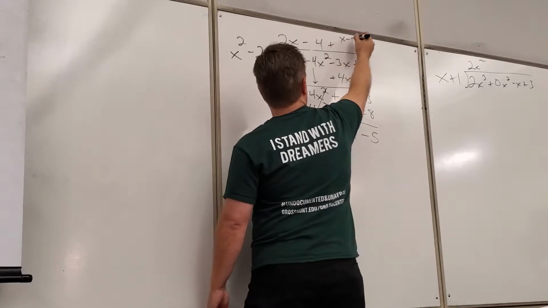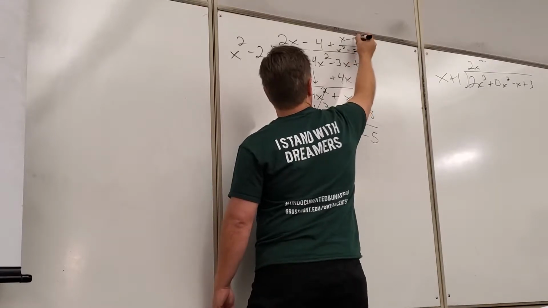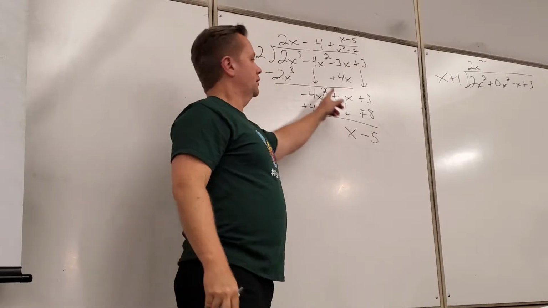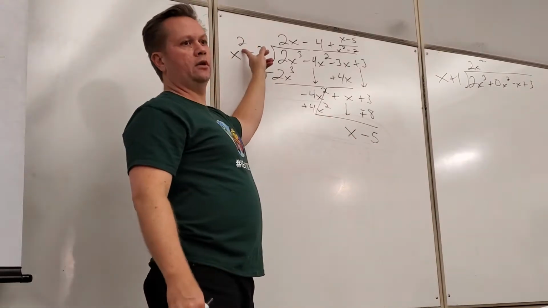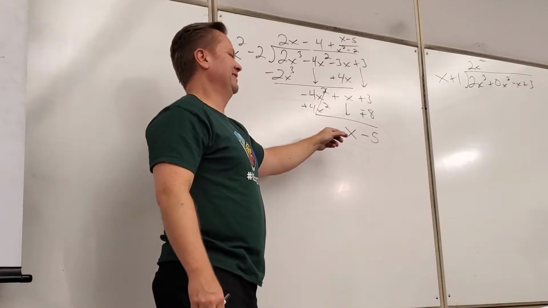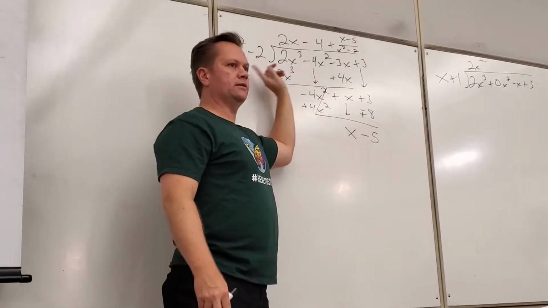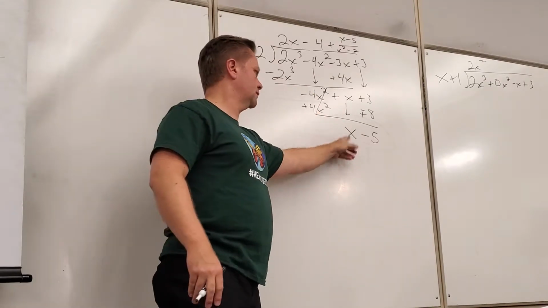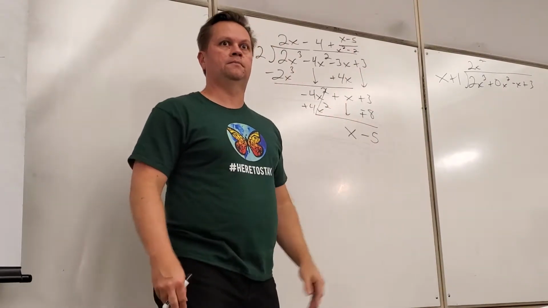x minus 5 over x squared minus 2. By the way, how did I know to stop here? Because x squared can't go into x. The degree of this is smaller than the degree of the divisor. There's no way I can multiply this by something and make it the same as that, because that's missing the x's that this guy has. So if the degree of this is less than what you're dividing by, you stop. That's your remainder term.